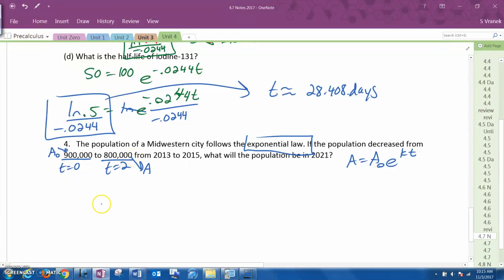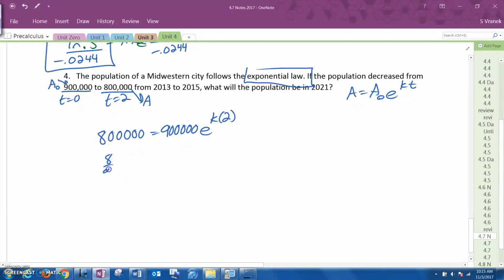So I can set up to find k and say, well, I know I have 800,000 and I know it started with 900,000, and that happens after 2 years. Divide, you get 8/9 equals e to the 2k. Natural log both sides, those go away. Divide by the 2. So k is approximately negative 0.05889. Now that we have k, we can find the rest of the problem. There's no way to answer the problem without the k value. So now I have an equation that is just this.